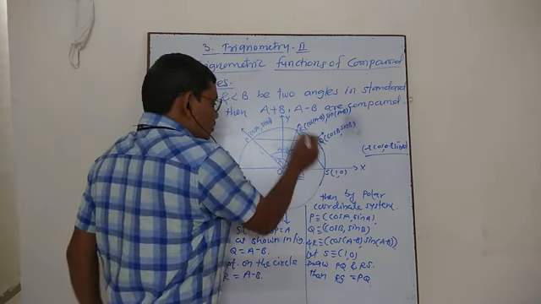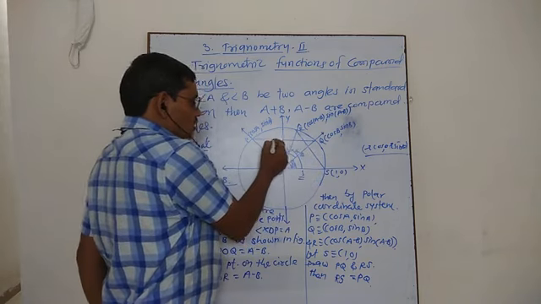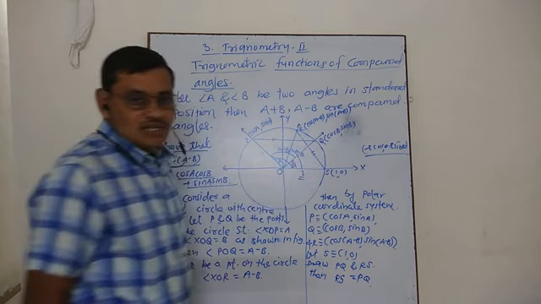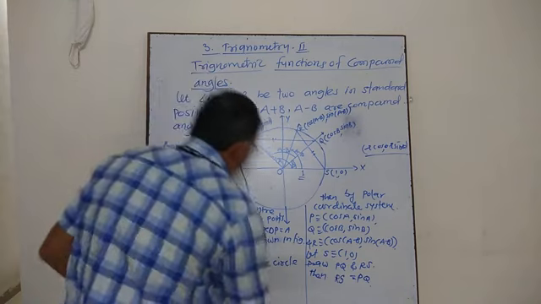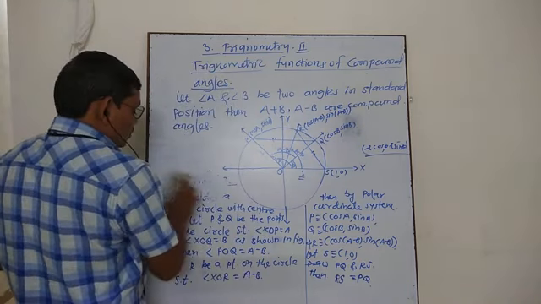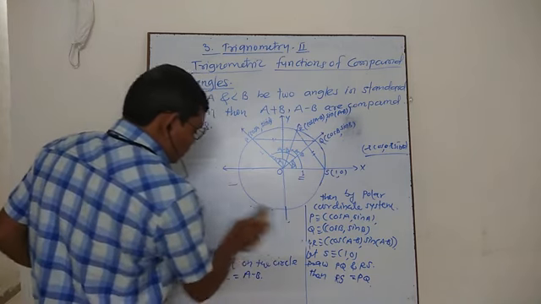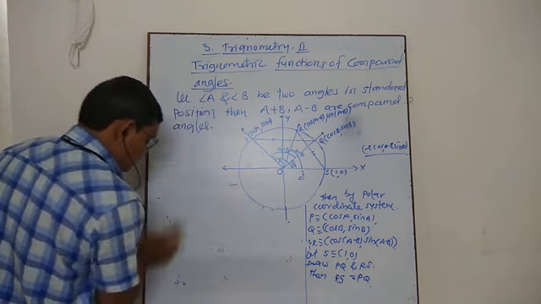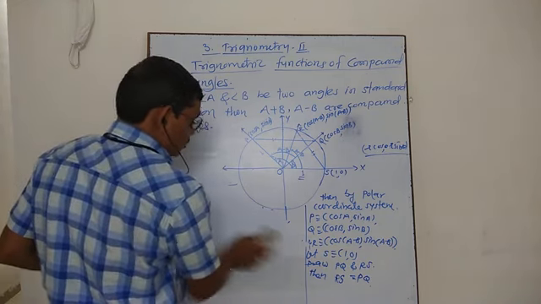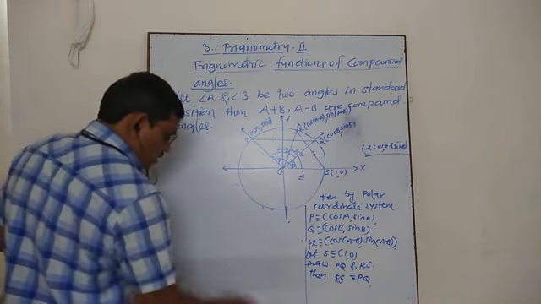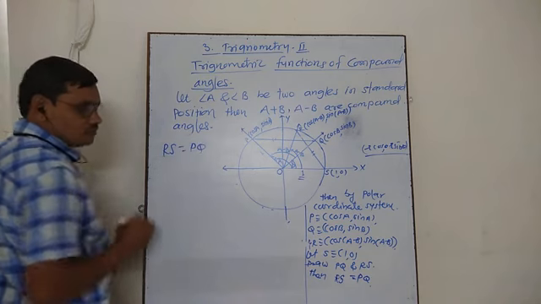Now we draw PQ and RS. Since the central angles are same, therefore these chords are equal. This is equal to this. Hence we write RS is equal to PQ. Now we use the distance formula here and we find the values of cos A minus B, or we prove this. Cos A minus B is equal to cos A cos B plus sin A sin B. Okay. Now let us see. RS is equal to PQ.